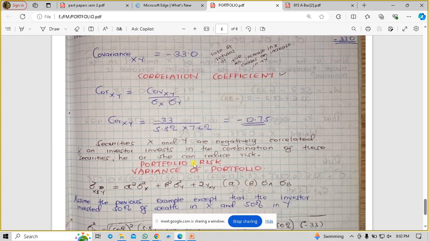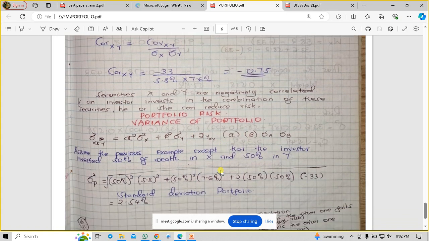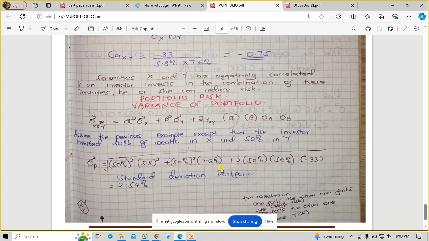It's called portfolio risk. You can be told to calculate, the next subtopic is portfolio risk. You can be told calculate portfolio risk or variance of portfolio ama standard deviation of portfolio. Portfolio risk, variance. Ukiambiwa variance of portfolio, it's the same as portfolio risk ama standard deviation of portfolio. Of course, variance hautaweka square root. Standard deviation of portfolio ndo hukuwa na the square root aspect. Variance of portfolio.